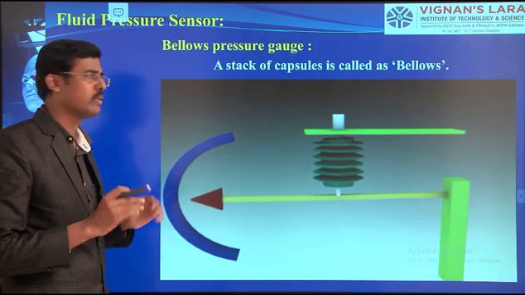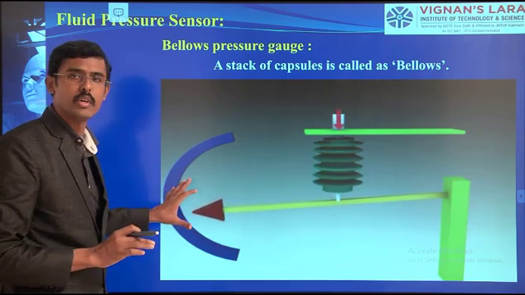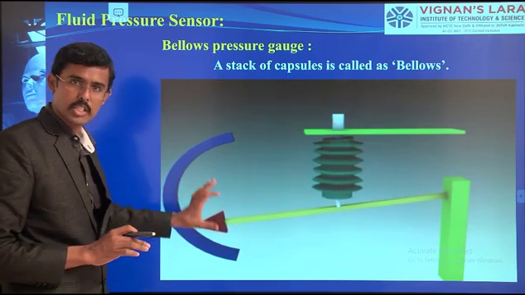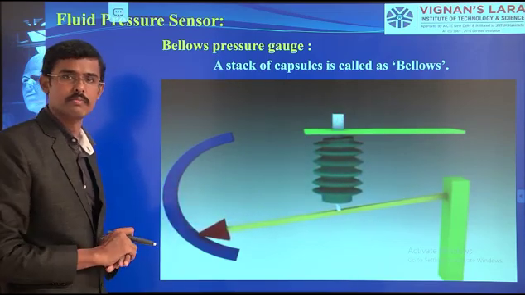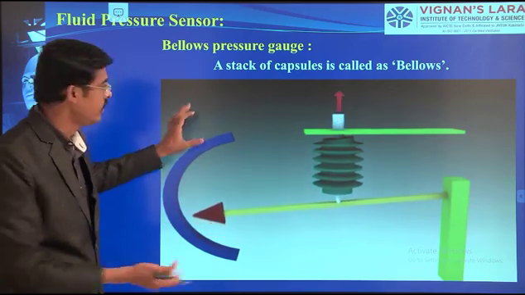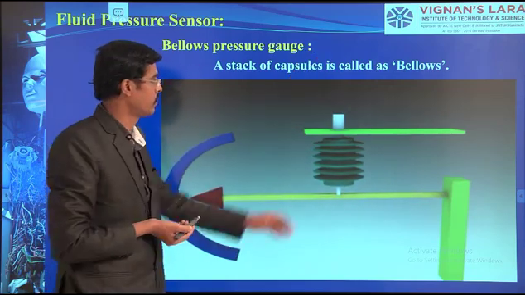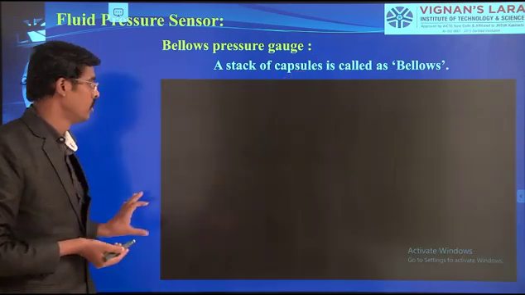A very simple mechanism, no electronics, nothing else is there. A simple mechanism using a bellows for measurement in a pressure gauge. See, the changes occur very easily. When the pressure is released, it comes again to the normal position.